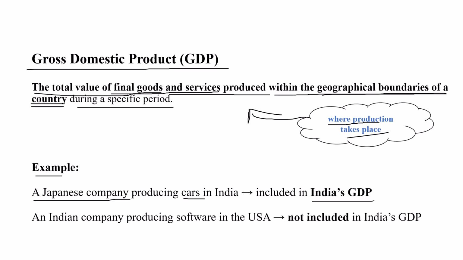And another example: an Indian company producing software in the USA. This production is not included in India's GDP because the Indian company is producing in the USA. It produced the software within the border of the USA only. Therefore, that production is not included in the Indian GDP. We consider it only in the USA GDP.